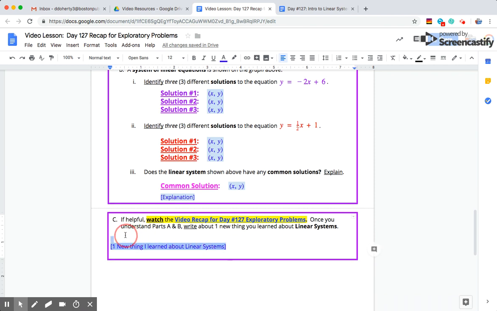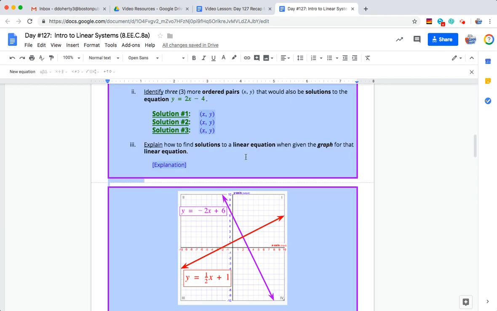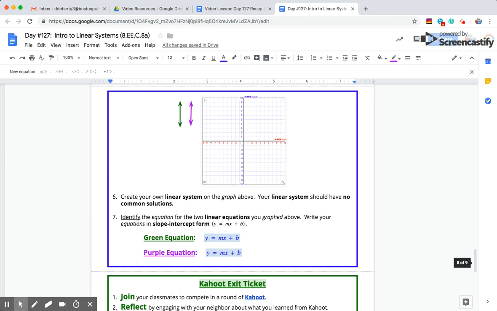Make sure that you're filling out part C for the exploratory problems, one new thing you've learned today about linear systems, before you move on to the rest of the practice problems, which are those blue box problems we're showing you right now.